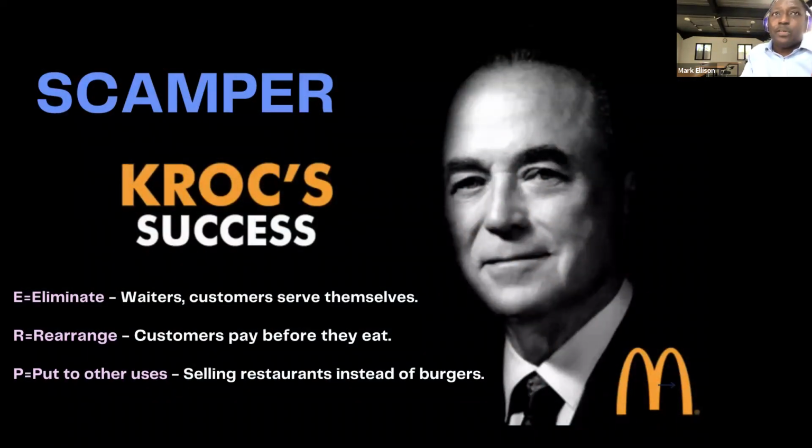Now, a classic example based upon McDonald's founder Ray Kroc, you can see here, right, that it is easy to identify many of the ideas that he used through the Scamper lens. E for elimination, where you're taking away waiters. All right, so now customers are serving themselves. Rearranging, customers pay before they eat. And bear in mind, this is a restaurant, right? Put to other uses, selling restaurants instead of selling hamburgers, okay?